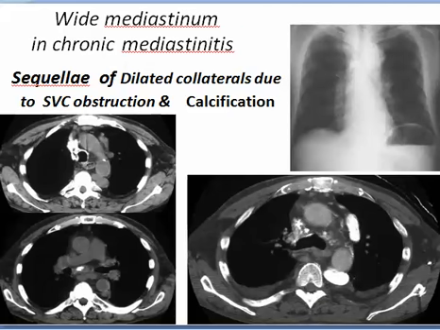Here we have a wide mediastinum with calcifications. So wide mediastinum with calcifications means that this is sequelae of chronic mediastinitis. You can find dilated collaterals on the surface due to obstructed superior vena cava, and you can find the calcification denoting the healing process. So this is the typical appearance of chronic mediastinitis.